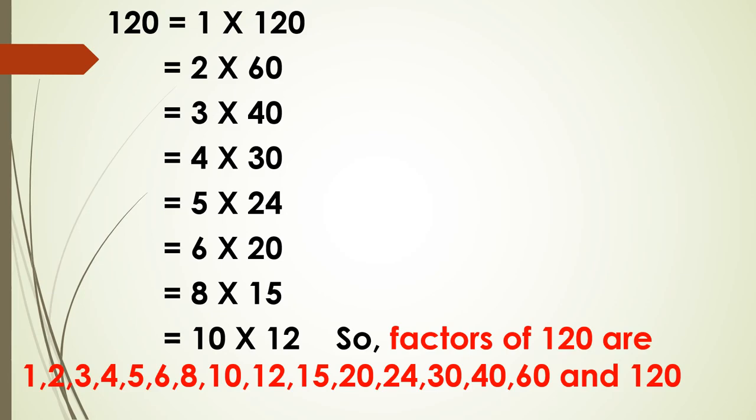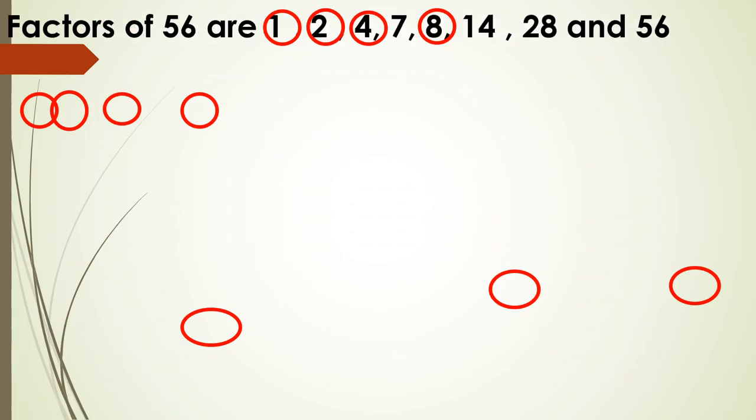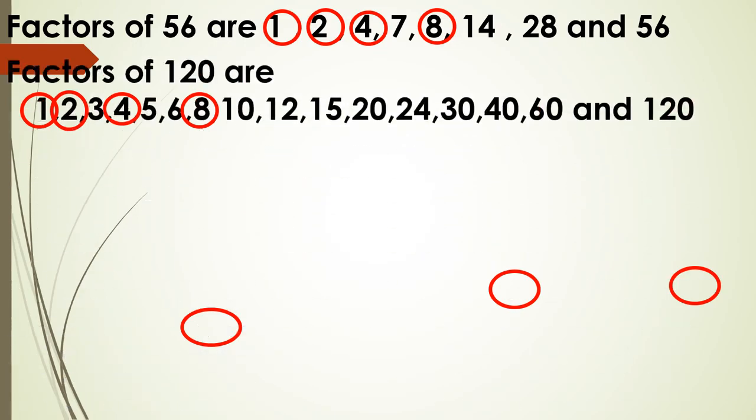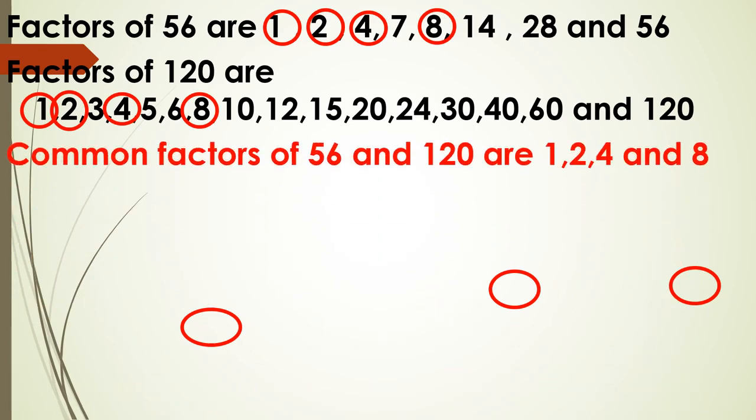Now we have to find out the common factors of both. Again write down: factors of 56 are 1, 2, 4, 7, 8, 14, 28 and 56. Factors of 120 are 1, 2, 3, 4, 5, 6, 8, 10, 12, 15, 20, 24, 30, 40, 60 and 120. Now find out the common factors, meaning those which are present in both. They are 1, 2, 4 and 8. Got it?